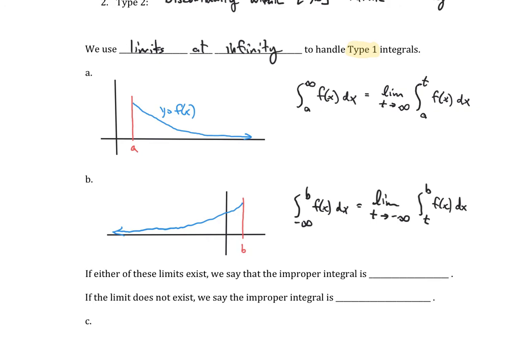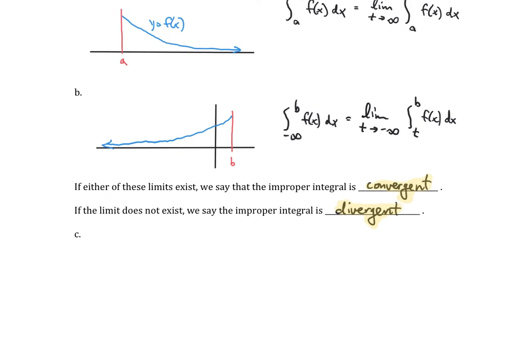So just as in the A case, we calculate a definite integral, and then we take the limit as we move that left endpoint further and further to the left. We see, where does this sequence of definite integrals look like it's going? All right. So when either of these limits exist, we say that the improper integral is convergent. And if the limit does not exist, we say the improper integral is divergent. When that limit exists, it's convergent. And when the limit does not exist, it's divergent.